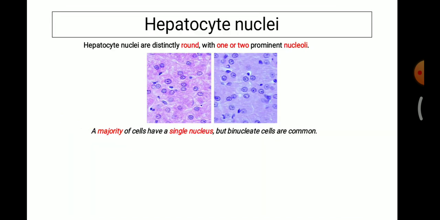Next is hepatocyte nuclei. Hepatocyte nuclei are distinctly round with one or two prominent nucleoli. A majority of cells have a single nucleus, but binucleated cells are also common. This is H&E, that is hematoxylin and eosin staining of the hepatocytes, where the nucleus is stained blue and the other structures are stained purple.